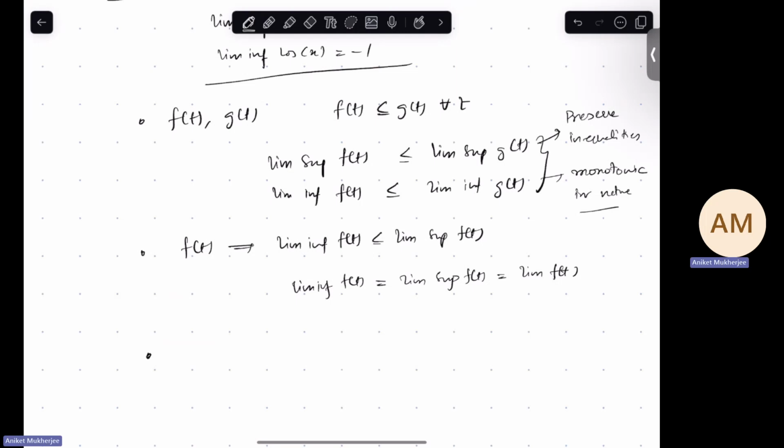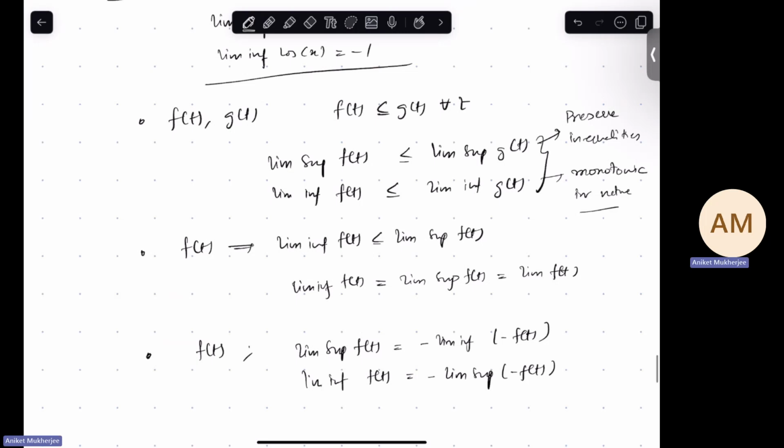Minus limit. You have f(t), and then lim sup f(t) equals minus lim inf of minus f(t), and similarly lim inf f(t) equals minus lim sup of minus f(t).